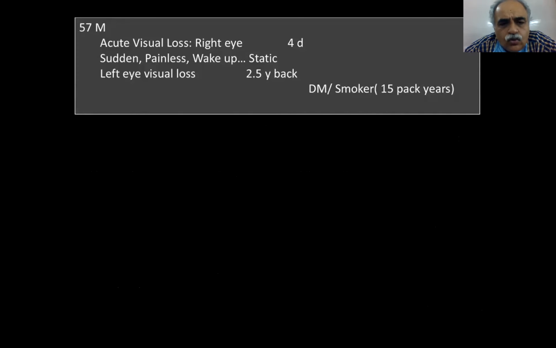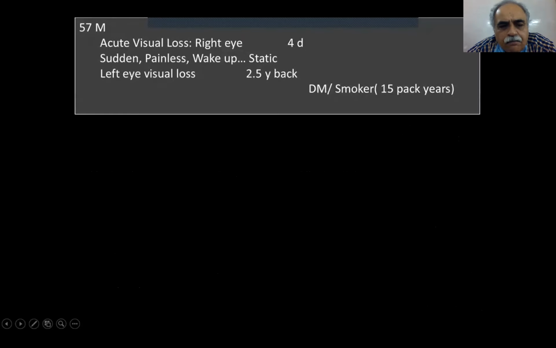So let's now go to a few clinical case scenarios that we routinely get to see. This is a patient who's hypertensive and a diabetic, right? Now comes to us with acute visual loss in the right eye for less than a week. And this visual loss was sudden. Note, sudden, painless, and was noticed on waking up. The patient had a past history of visual loss in the left eye approximately 3 years ago.